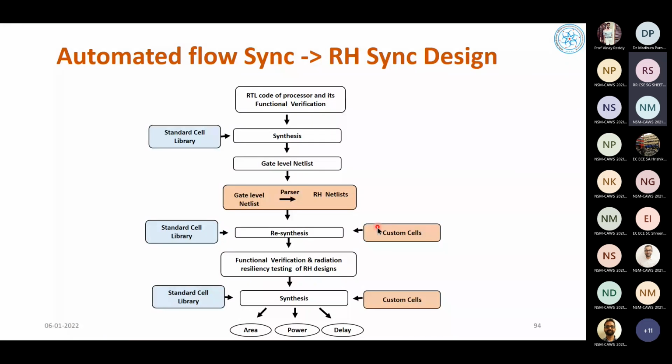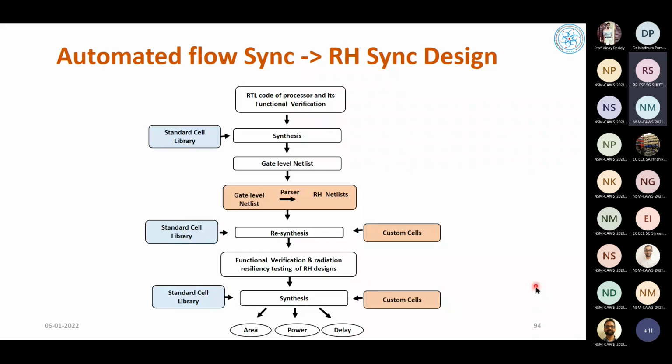And so you have to resynthesize it to get the new timing, and then you would do functional verification by giving radiation inputs at different nodes to check whether the designs are completely resilient and there are no errors because of the radiations. And then you would synthesize it to meet the timing constraints, and that would give you the final synthesized netlist.